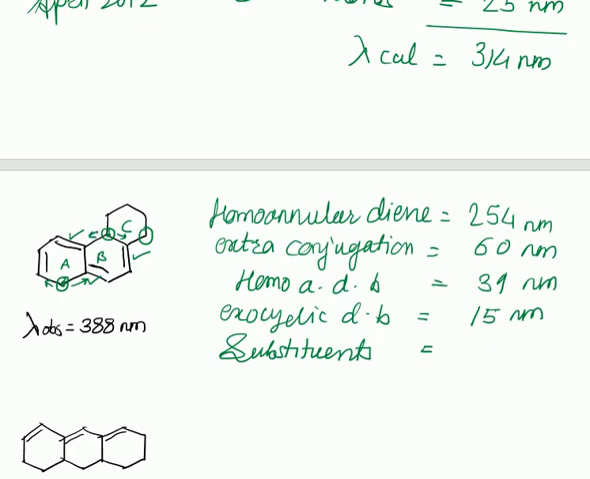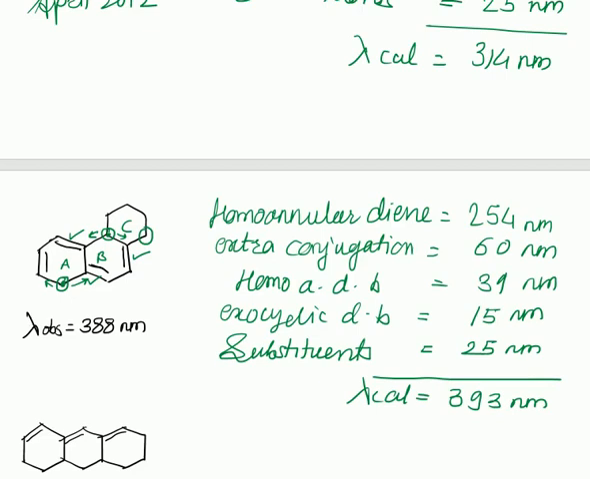Now see, this is a heterocyclic diene, and the basic value for the heterocyclic diene is 215 nanometer. Basic value 215 nanometer. Then extra conjugation is contributed by 30 nanometer. There is one extra conjugation. Then exocyclic double bond. There are two exocyclic double bonds.